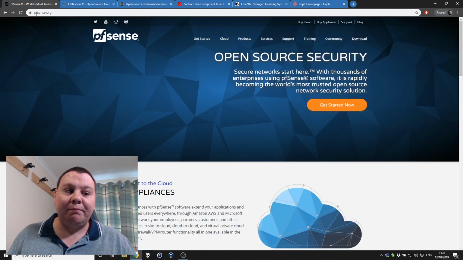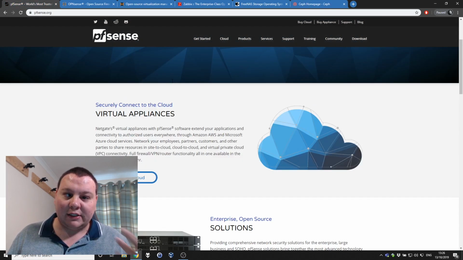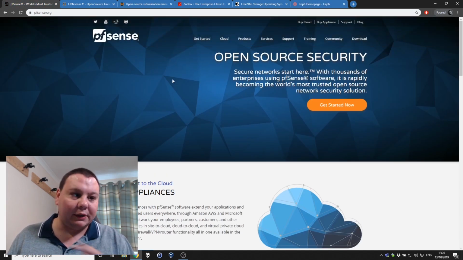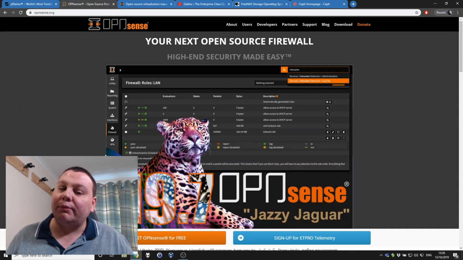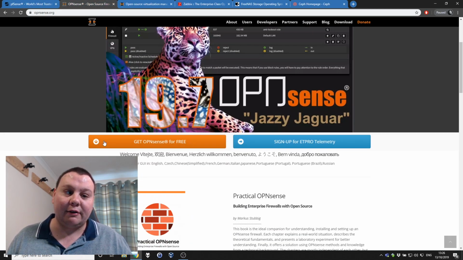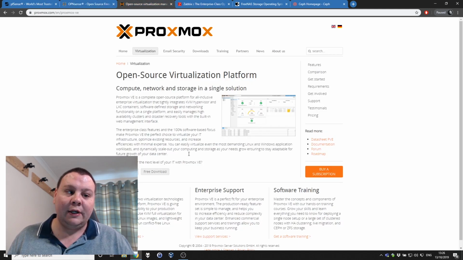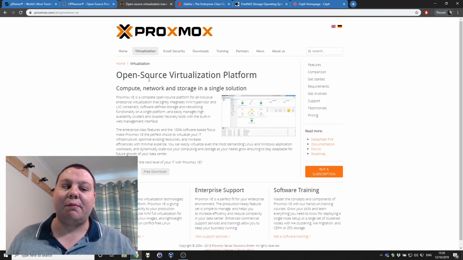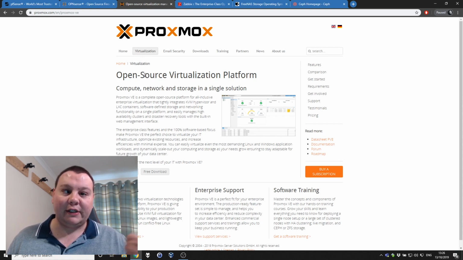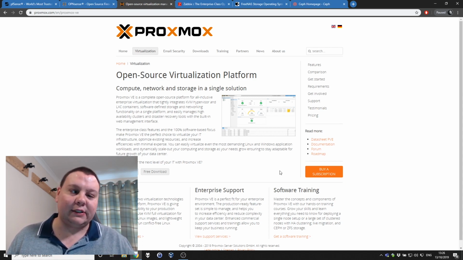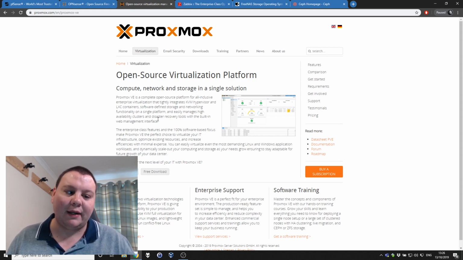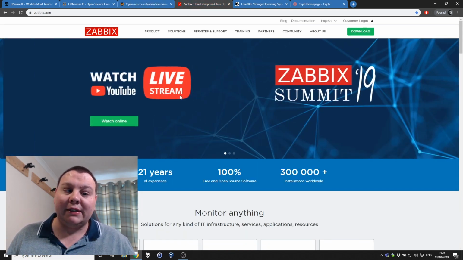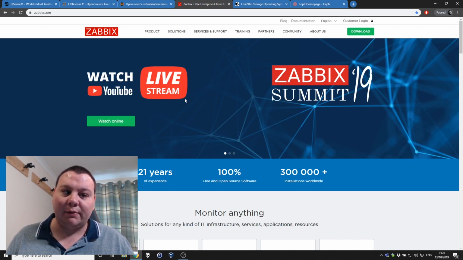So just recapping, you've got pfSense, fantastic firewall, routing platform, loads of other features. OPNsense is more of the same. It's just a slightly different project by some of the same devs. Proxmox, absolutely fantastic stand-in replacement for VMware, vSphere, Hyper-V, Citrix, etc. Definitely check that one out. Just get it installed on one server to start with, have a play with it, and you're going to love it. Zabbix, really great, flexible, easy-to-use monitoring solution.